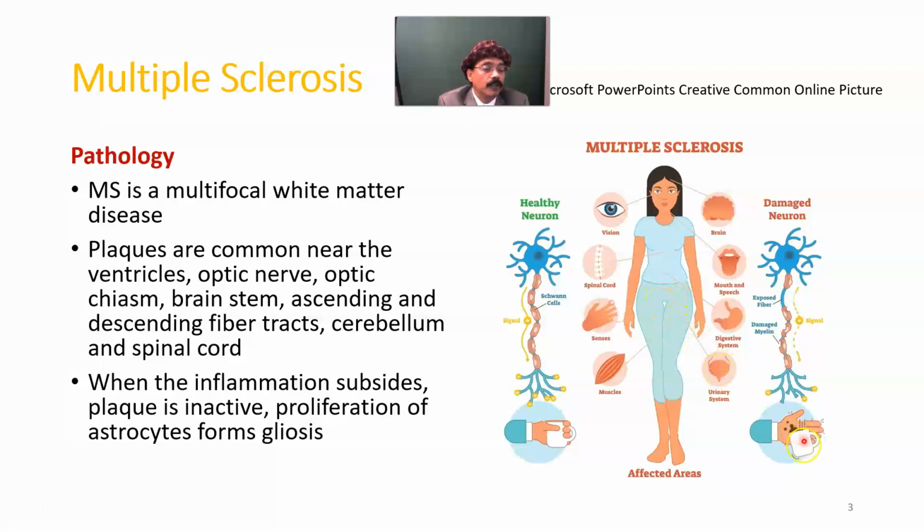There will be altered sensation. There will be paresthesia and numbness to the limbs. And myelin is destroyed. We are seeing the myelin. Myelin is destroyed by some autoimmune mechanism.